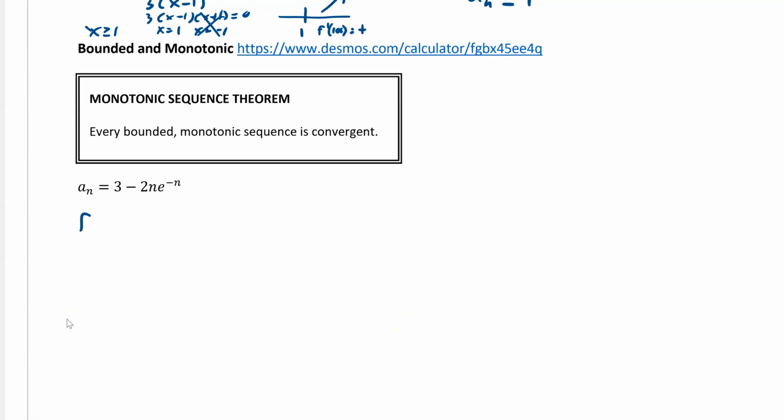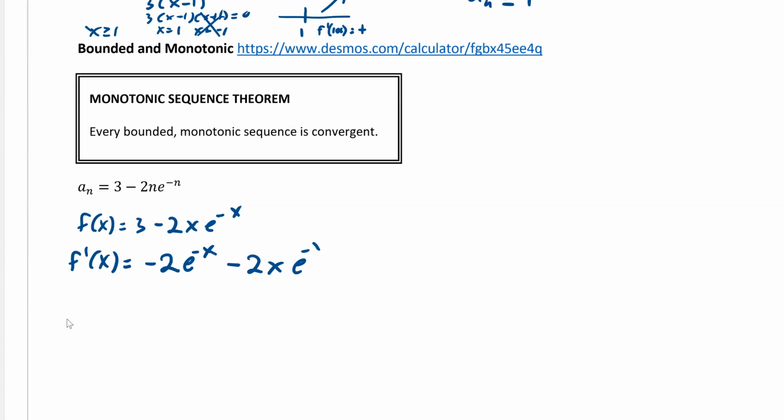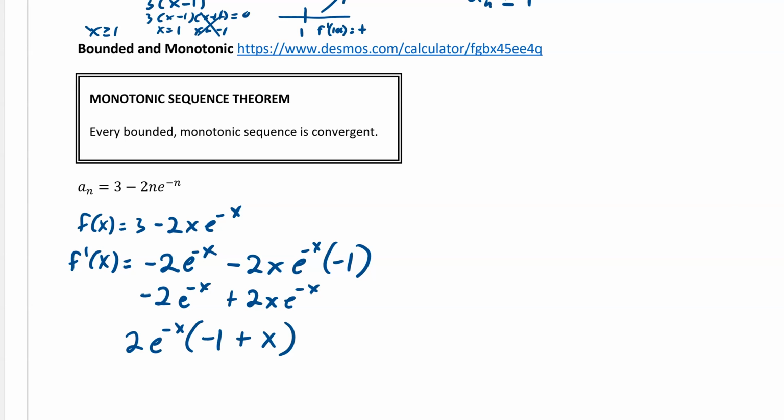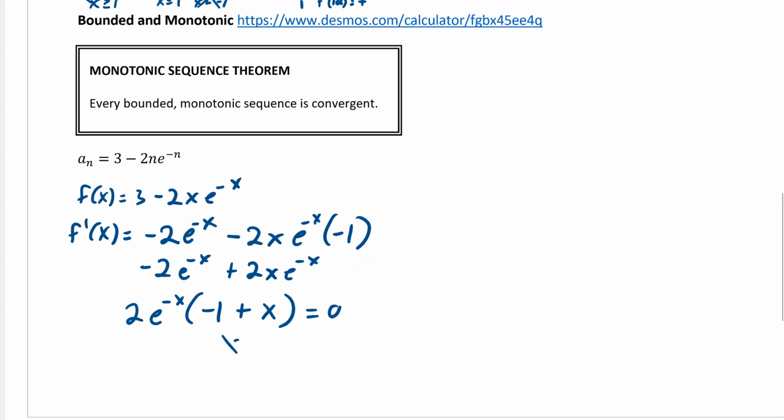So let's first start with the derivative. So if we do f of x equals, and we take our derivative, we end up with a product rule. So negative 2 e to the negative x, right? And then minus 2x e to the negative x times negative 1. So we have negative 2 e to the negative x plus 2x e to the negative x. So we can factor out a 2 e to the negative x. In fact, yeah, we'll just do that. And we end up with negative 1 plus x. We set this equal to 0, and you can see that we get x equals 1.